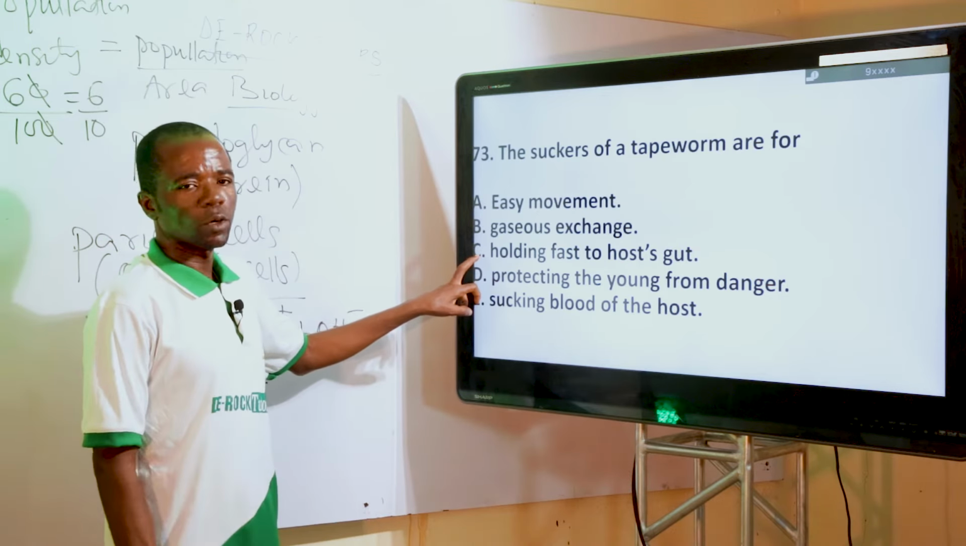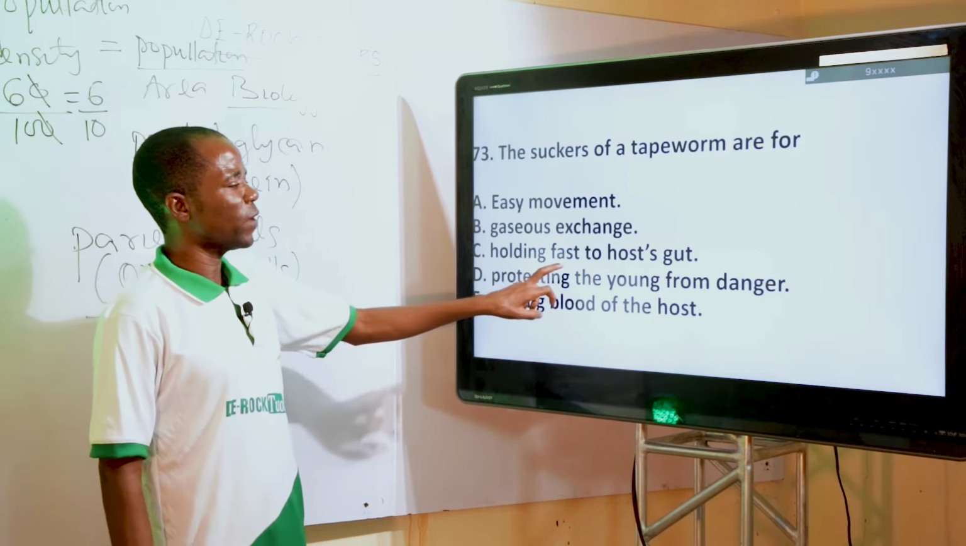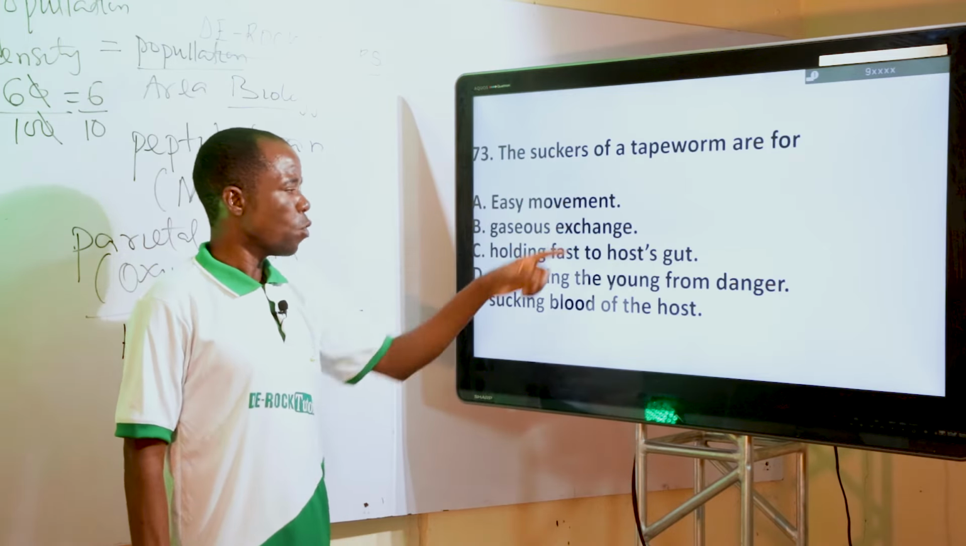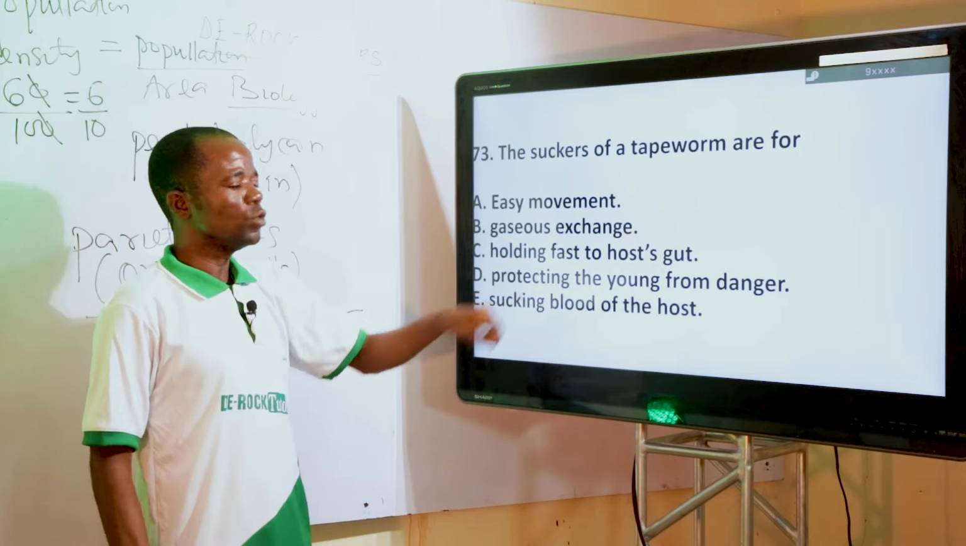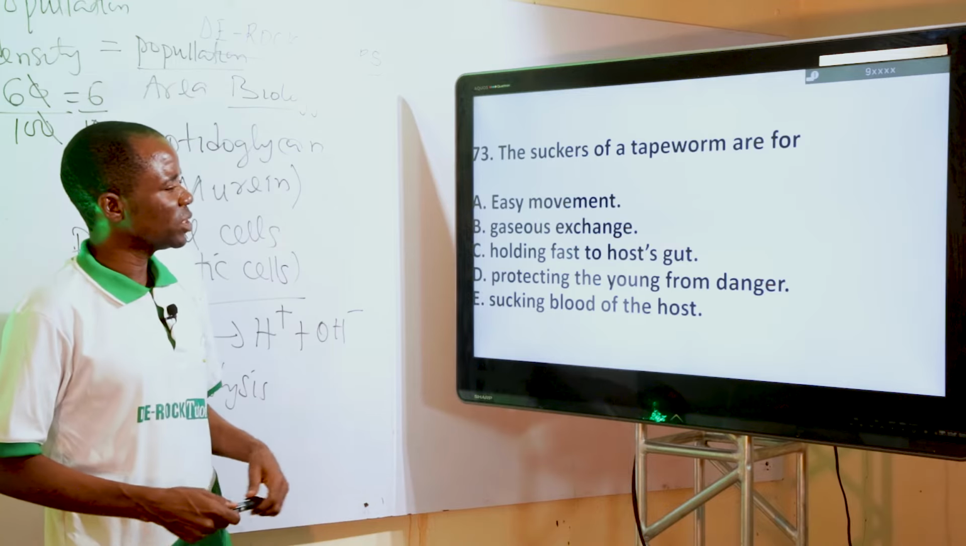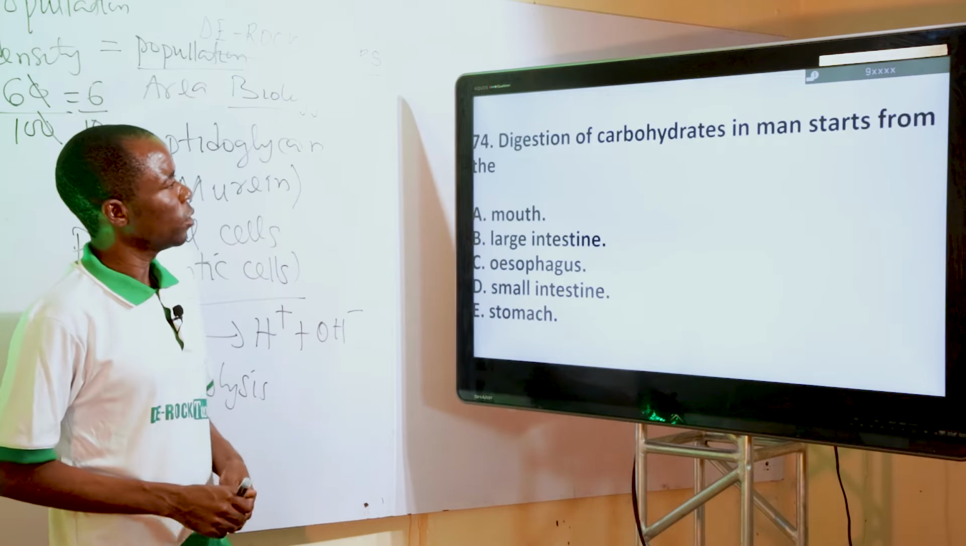So you can see the correct answer for this is holding fast to the host gut. So the suckers and the hooks of a tapeworm are for holding fast to the host gut. The correct answer for number 73 is option C. Let's look at number 74.